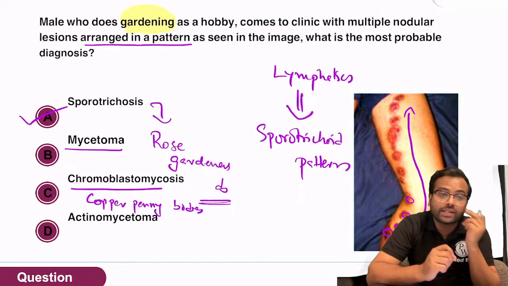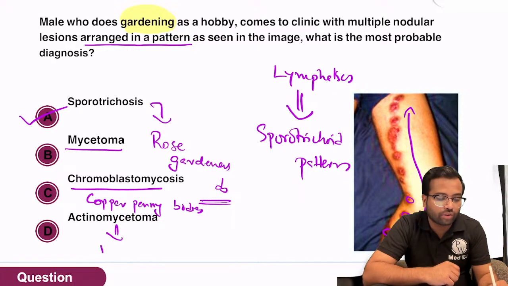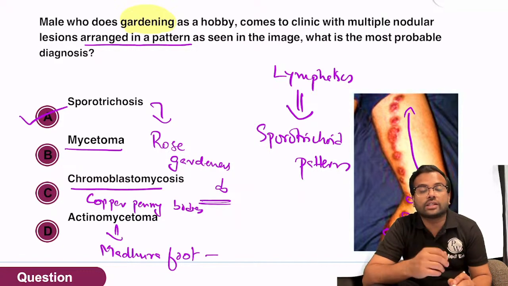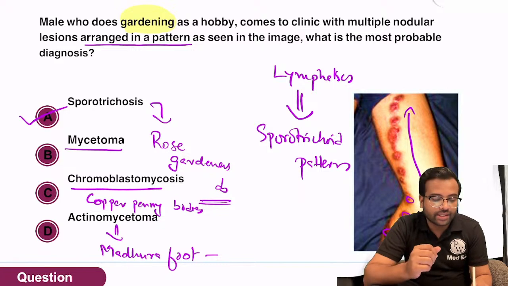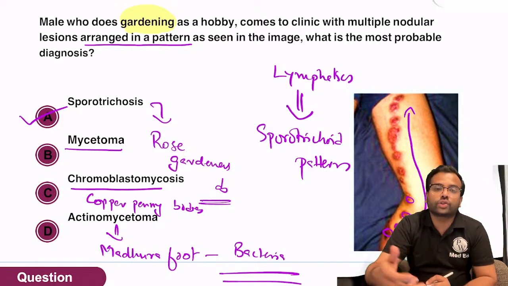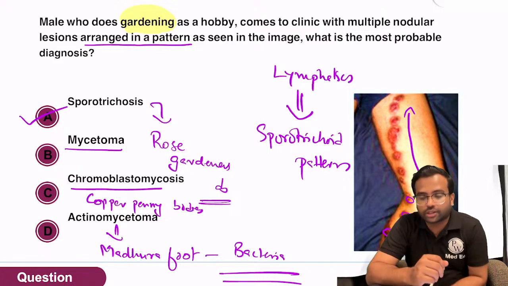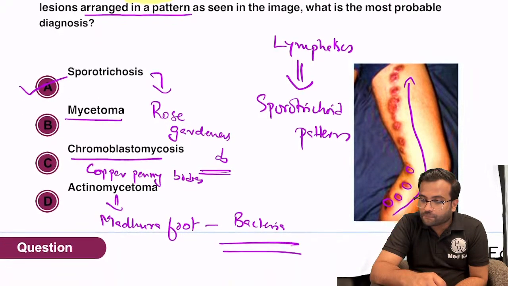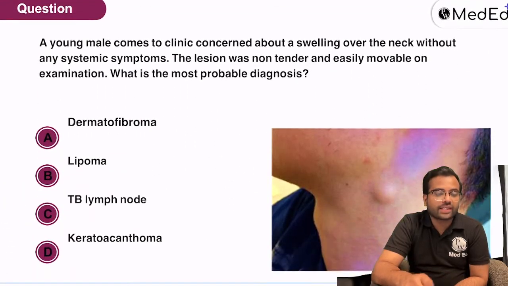And actinomycetoma means this is again Madura foot, but here the causative organism is not a fungus. Instead, this is caused due to bacteria. So when Madura foot is caused due to bacteria, we call it actinomycetoma. So is that clear? Okay. So what is the answer for this question?